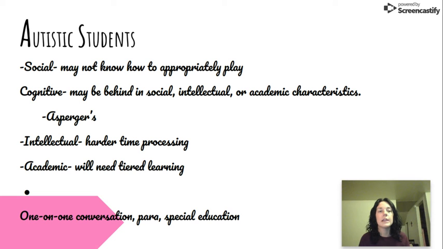And then intellectually, as I've said, they will have a harder time processing new information and figuring out how to make use of this information. And academically, they will need tiered learning. This looks like one on one conversation. The teacher can speak to the student, figure out what's going on. How are you feeling today?